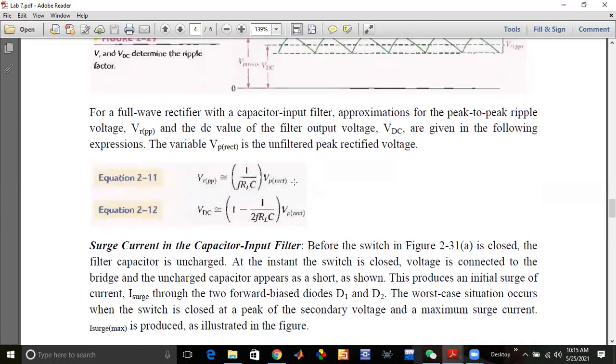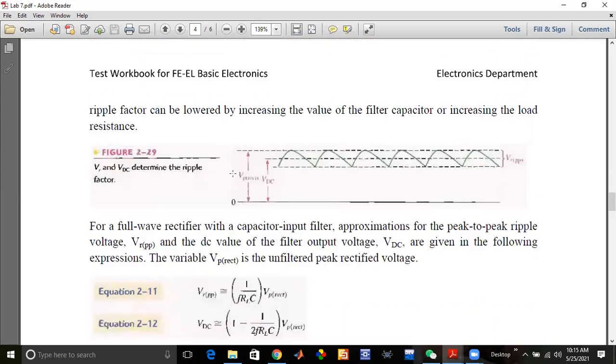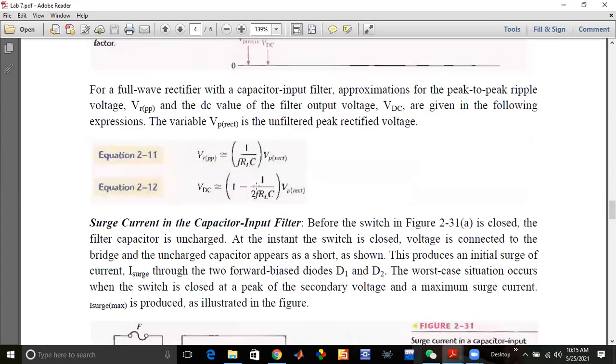So if you are interested in this portion, see the book of Floyd, and I have taken this portion from the Floyd book. So here these are numerical problems, and you can solve these numerical problems using this equation.